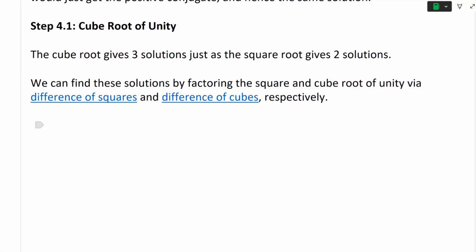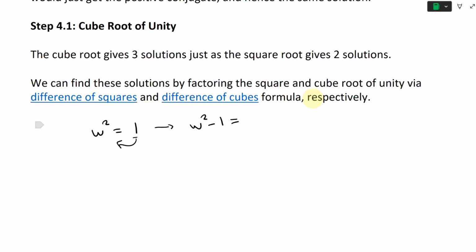I'll put this formula respectively. For example, let's take a look at the square root of unity. This is basically w squared. Let's just pick a variable w. Squared equals 1. So now what we'll do is move the 1 over to the other side. So we're going to get w squared minus 1 equals 0.